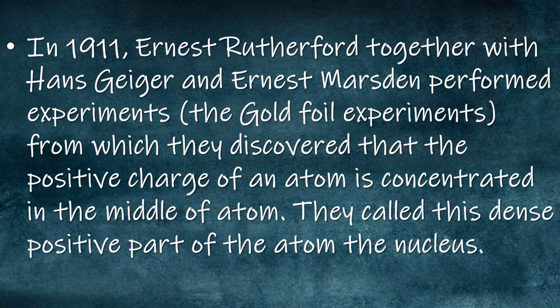But then Rutherford, Geiger and Marsden performed experiments using gold foils, from which they discovered that the positive charge of an atom is concentrated in the middle of an atom. So they called the dense positive part of the atom the nucleus. So the nucleus was discovered by Rutherford. Rutherford's model is sometimes called the nuclear model of an atom. And that was in 1911.